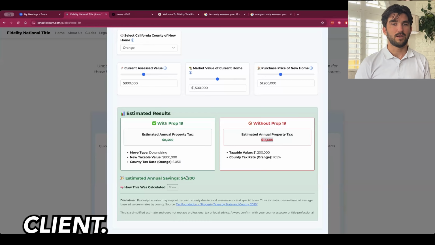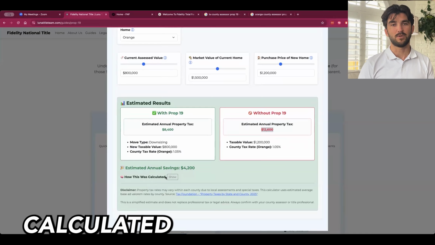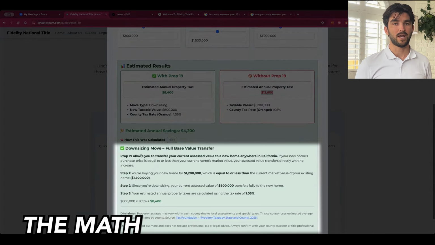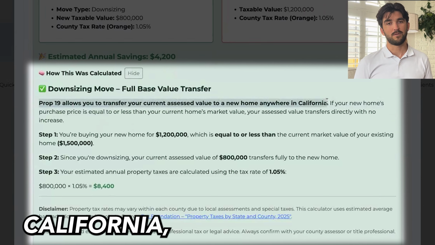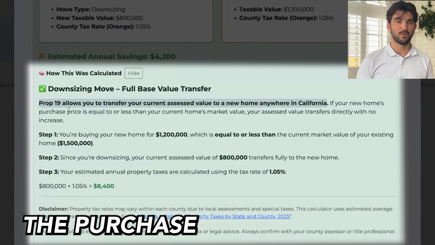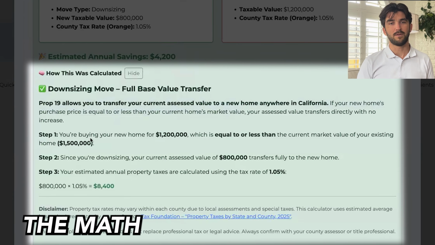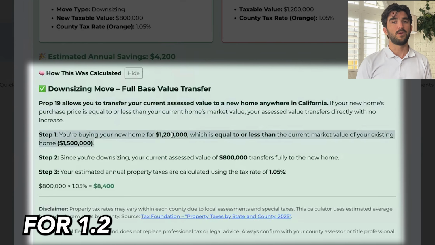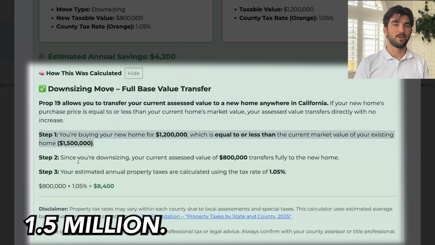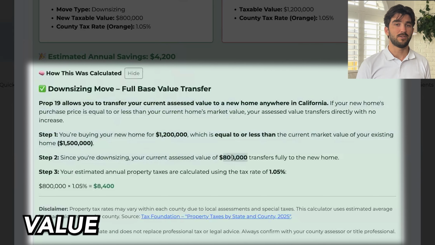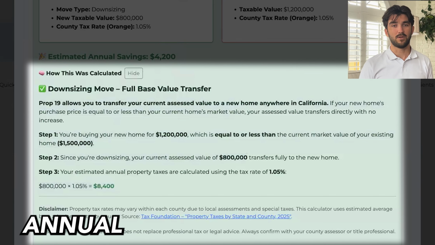Let's say you're sitting down with a client, you wanted to show them how this calculator works. You can always click this "how this was calculated" section here, and this will show the math behind it. Prop 19 allows you to transfer your current assessed value to a new home anywhere in California up to 3 times if the purchase price is equal to or less than your current home's market value, like we talked about. So we'll have the math here. It says you're buying a new home for $1.2 million, which is equal to or less than the current market value of your home of $1.5 million. And since you're downsizing, your current assessed value transfers fully to a new home, and we simply take that math, we get this new estimated annual property tax.